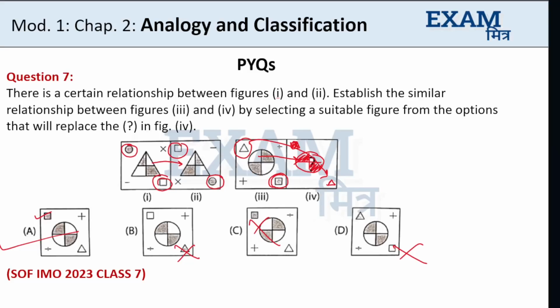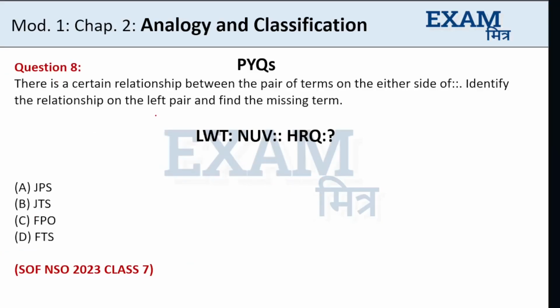Okay, so let's proceed to the next question. Question number 8 for class 7 asked in the year 2023 in the exam of SOF NSO. There is a relationship between the pair of the first two terms, and similarly we have to find the relationship between them and then establish the same relationship with the second pair.